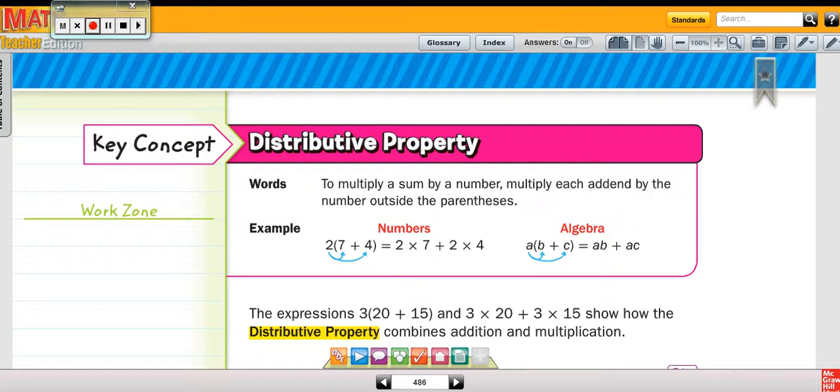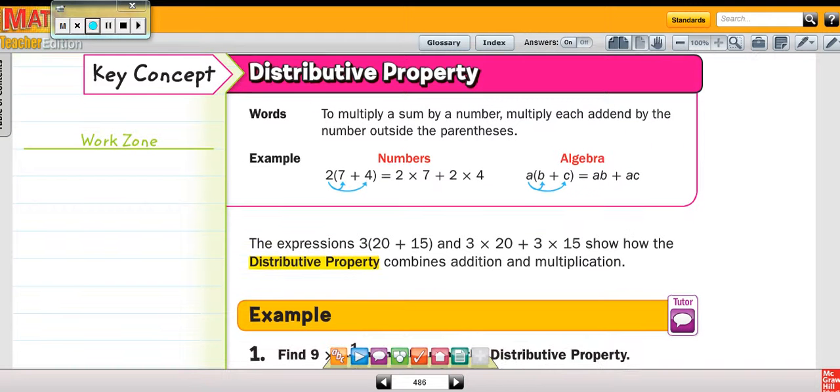Okay, let's go ahead and turn then to page 486. At the top of the page, you may want to star this because this distributive property is going to be an essential learning for us here in 6th grade and beyond. Okay? The words we're going to use to describe the distributive property mean to multiply a sum by a number. Multiply each addend by the number outside the parentheses. So what they're saying here is that the number outside the parentheses is going to be shared with each number inside. So we're going to take 2 times 7, that's what you see here, and then 2 times 4 here.